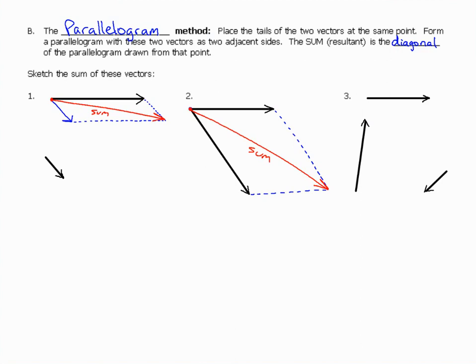Example number 3, parallelogram method. How do we make a parallelogram with 6 sides? Here's what's going to happen. This one is not going to work with the parallelogram method. Use the head to tail method.